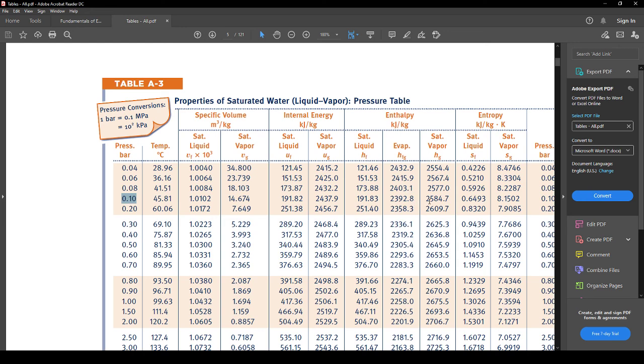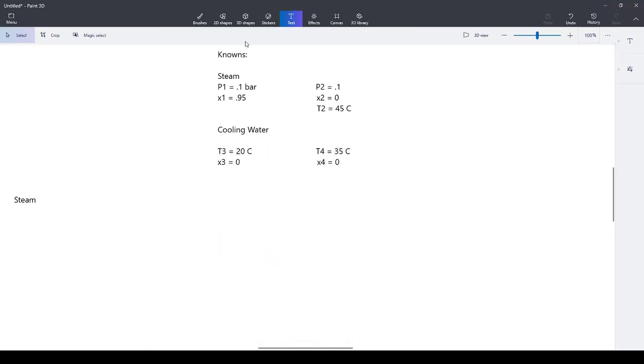Our enthalpy is somewhere between these two values, the liquid and the vapor. It's closer to the vapor, I'll agree with you there, but we don't know exactly how much. So we have to calculate it, and how we do that is the following. H1 is equal to HF plus X1 times HFG. And HFG is the difference between HG, the vapor, and HF, the liquid value.